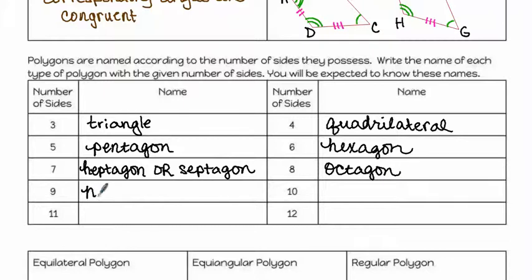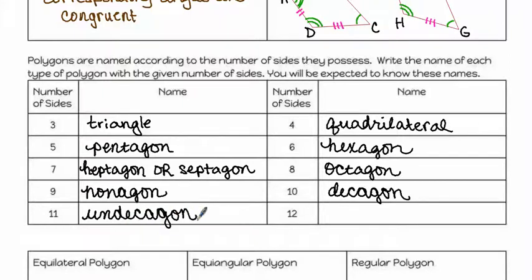9, nonagon. Now here, this one might be a little less familiar. Non as in 9. 10, decagon, like deca means decade. 11 and 12 are going to be your new ones, most likely. Undecagon. Now, if you look at your prefixes here, you'll see what they mean. Un, like uno, meaning 1. Deca, meaning 10. So 1 and 10 make 11.